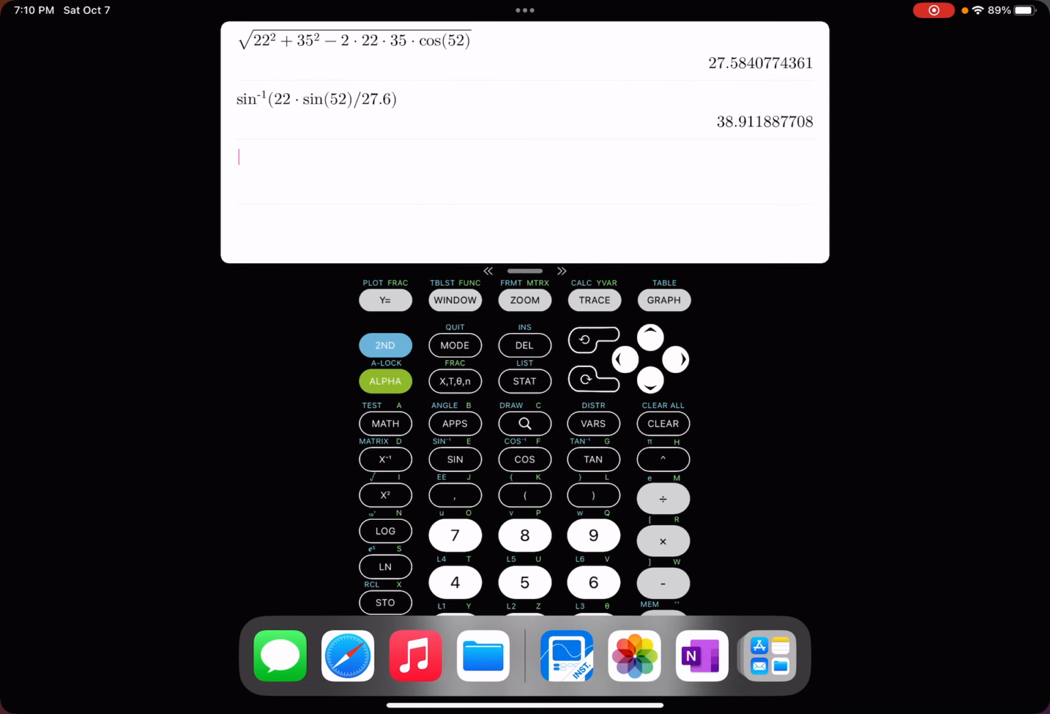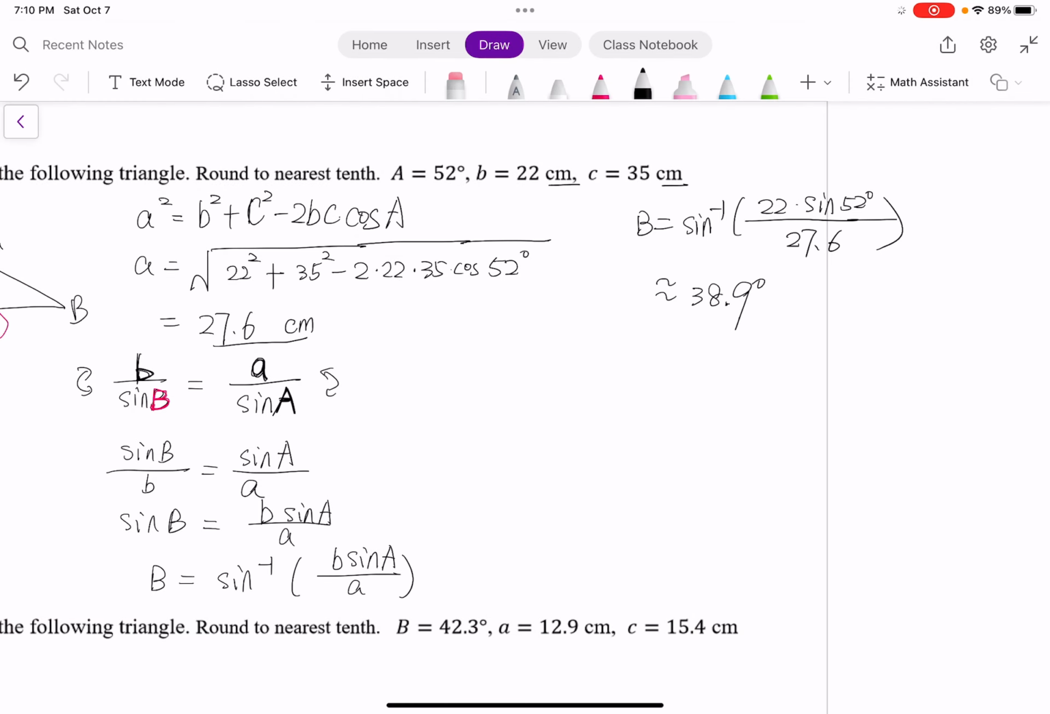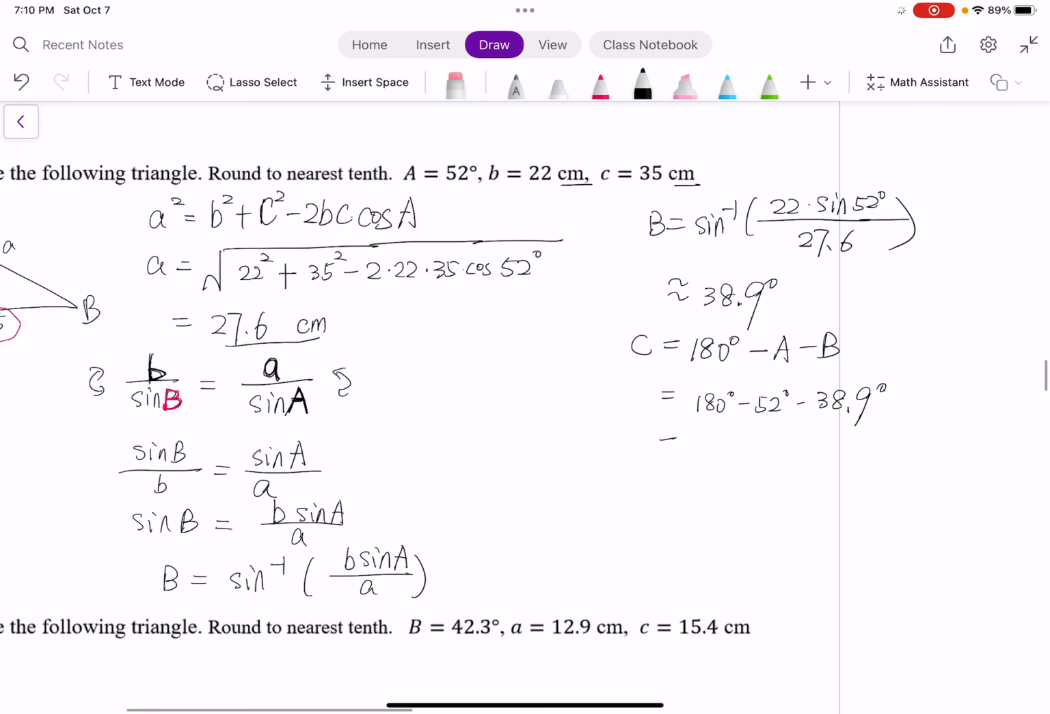So do I have everything? No, I have angle A and angle B. Do I have angle C? No. Angle C equals 180 minus A minus B degrees. So C is 180 minus 52 degrees minus 38.9 degrees. If we use our calculator, we get 89.1 degrees. Now I have everything.